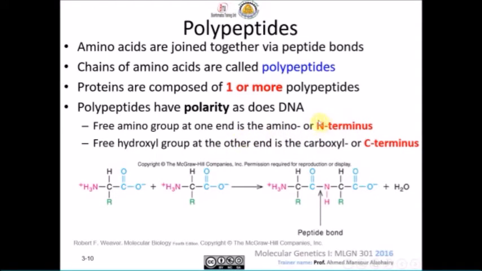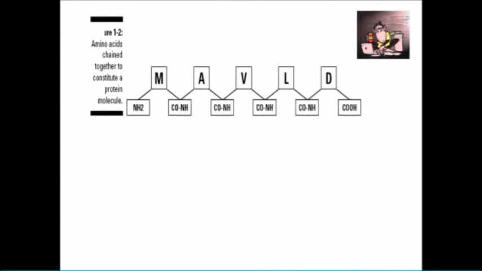Where the amino group, the NH2, is located is called the N-terminus, and the other end of the chain, the carboxyl group, is called the C-terminus. So each amino acid chain has two ends. The first end is called the N-terminus, and the last end is called the C-terminus. When we start to read amino acids, we have to start from the N-terminus to the C-terminus.